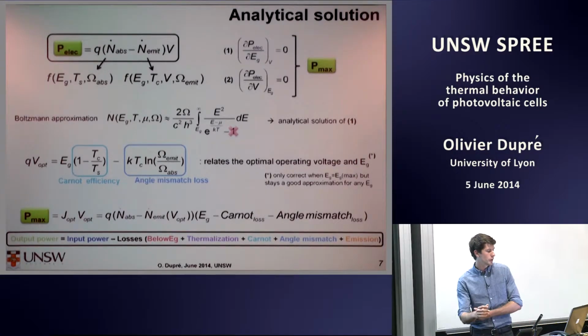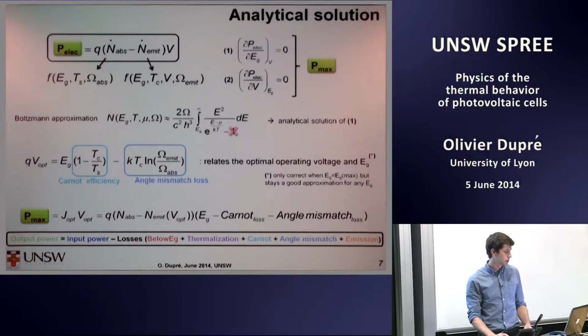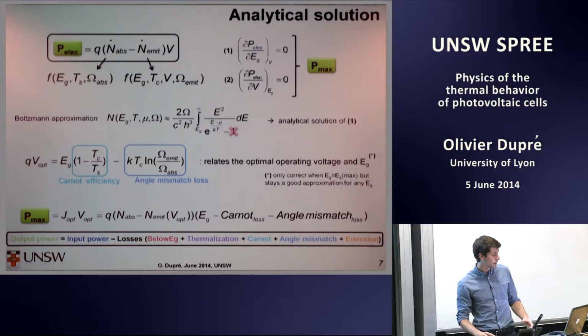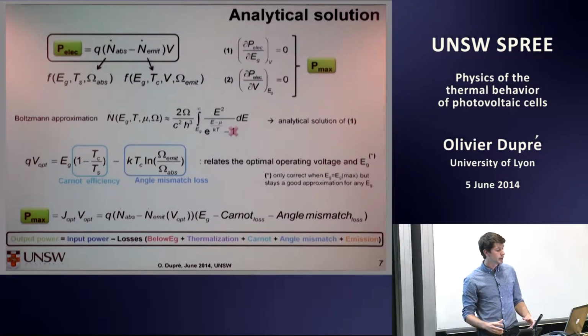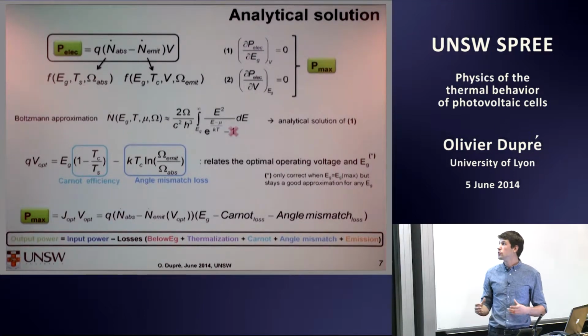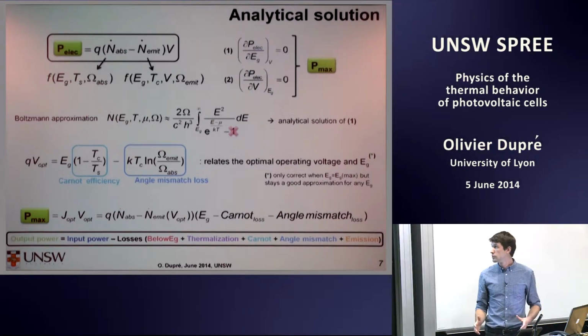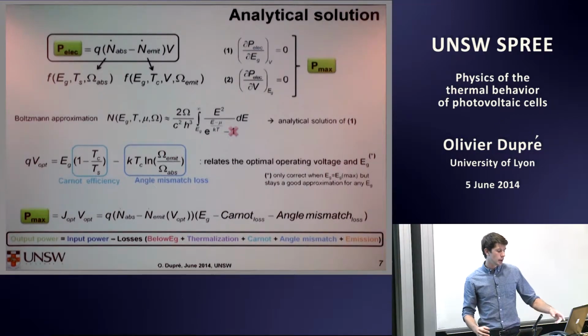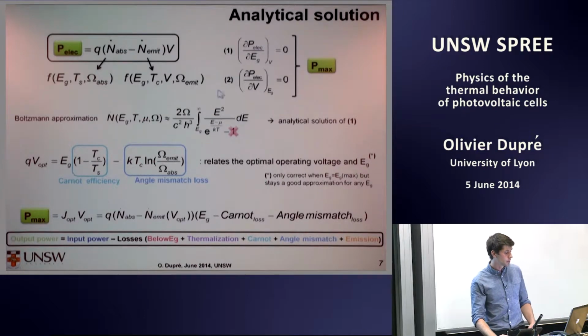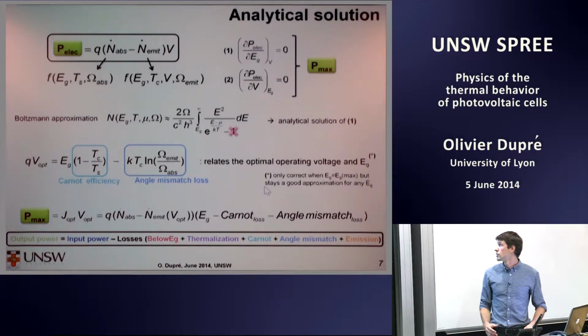And here we'll show that if we use a Boltzmann approximation and neglect the -1 term in the generalized Planck's equation, it's possible to find an analytical solution of equation 1. This equation is really interesting because it relates the optimal operating voltage, that is the voltage where we can extract maximum work from our cell, to the gap of the cell. We see the Carnot efficiency appearing here, and an additional term that is due to the entropy generation because of the angle mismatch between the absorbed and emitted photons. We specify here that this equation is only correct when the gap is also optimal, because we have not solved equation 2 right here, but we'll show afterwards that it's quite a good approximation and it gives us a good insight into what the fundamental losses are.